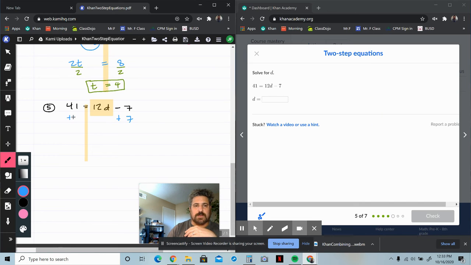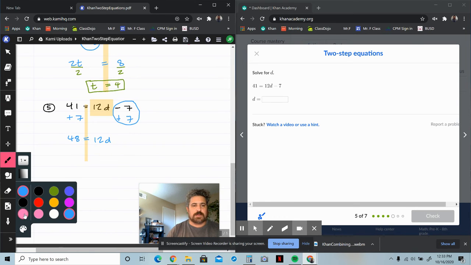Make sure you show that you've got a 0 pair on the right here. And so this is 12d, which is equal to 41 plus 7, which is 48. You now want to undo times by 12, so divide by 12 both sides, and you get d is equal to 48 divided by 12, which is 4.